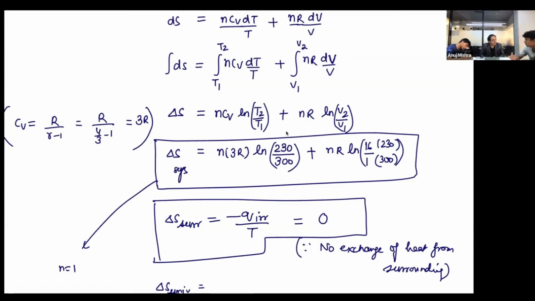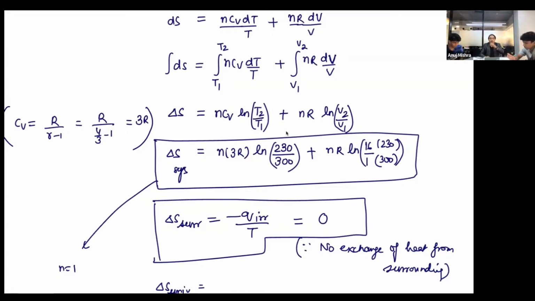What is that Q, heat supply? It's 0, so exchange from surrounding is how much? Nothing, 0. Okay, so I'm using the direct formula: minus Q irreversible upon T is 0 for the surrounding, this is the system, this is the surrounding, this is the universe. Universe will be how much? System plus surrounding. Without even solving, can you say the first information cannot be negative? Yes, you can say that, that it is not negative.